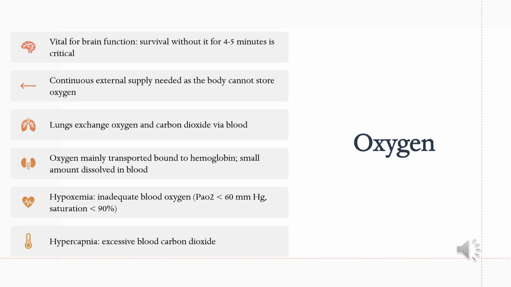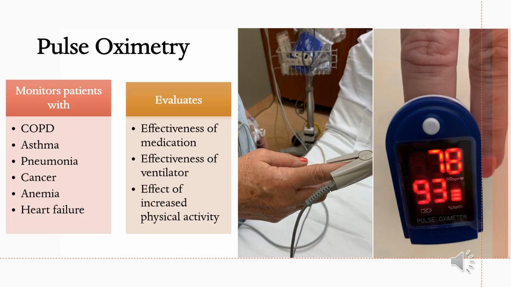Disrupted pulmonary function leads to hypoxemia or low blood oxygen and hypercapnia, which is high blood carbon dioxide. Levels below 60 millimeters of mercury or hemoglobin saturation under 90% indicate inadequate blood oxygenation, requiring immediate medical attention based on observable symptoms. Pulse oximetry is used to monitor oxygen saturation within the blood.